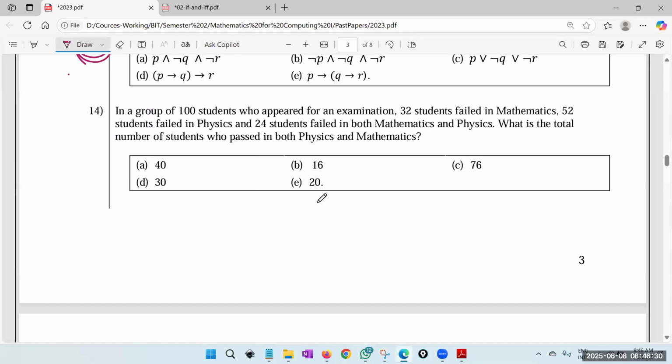Right, next one. In a group of 100 students who appeared for an examination, 32 students failed mathematics. 52 students failed physics and 24 students failed in both mathematics and physics. What is the total number of students who passed both physics and mathematics? Set studying karo.